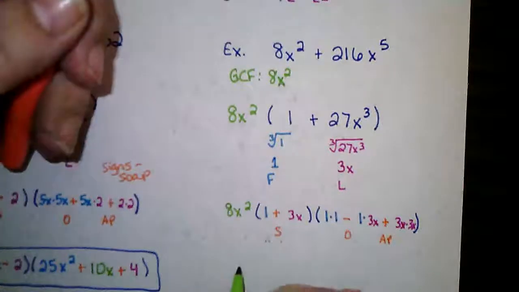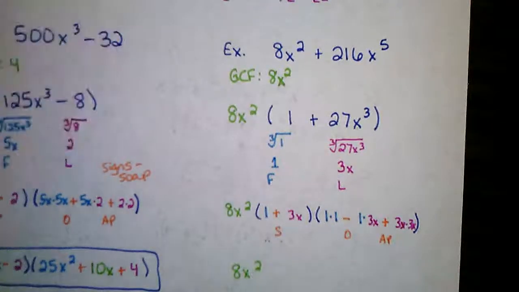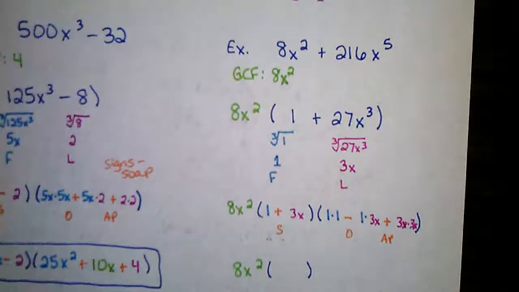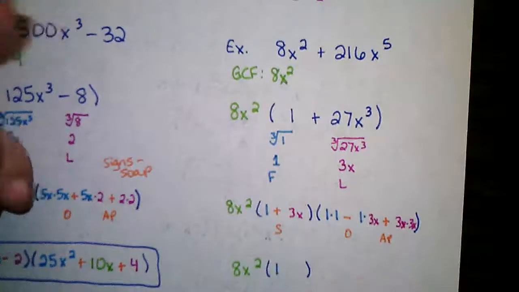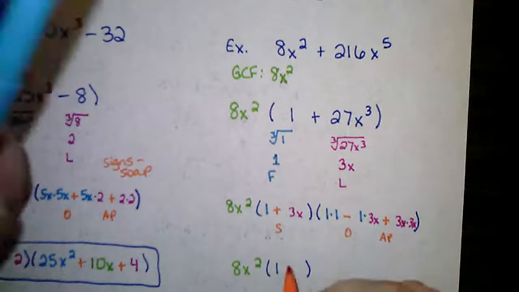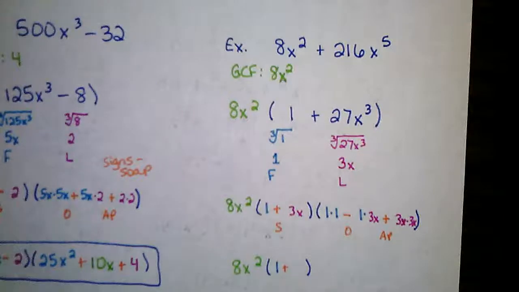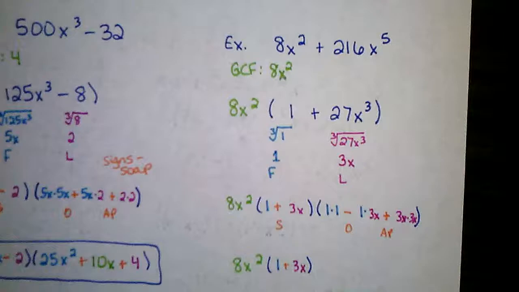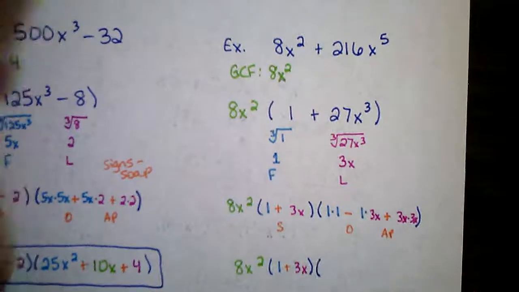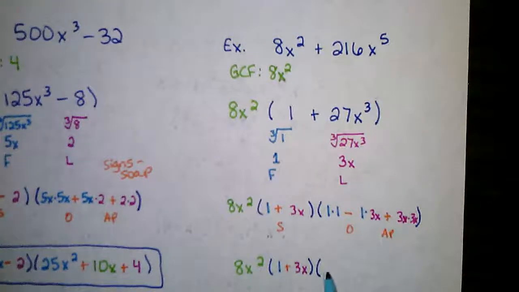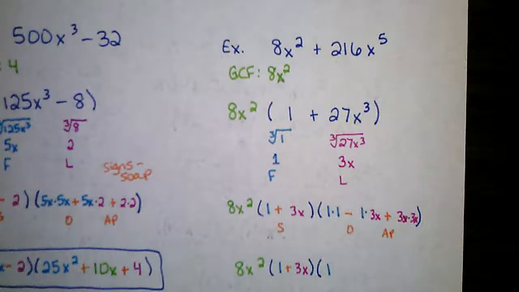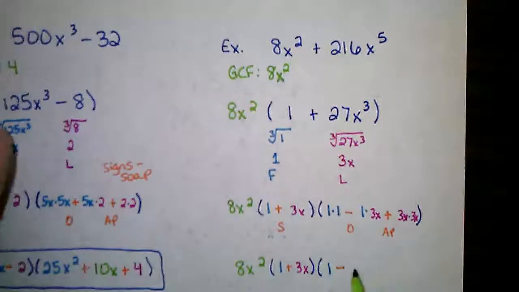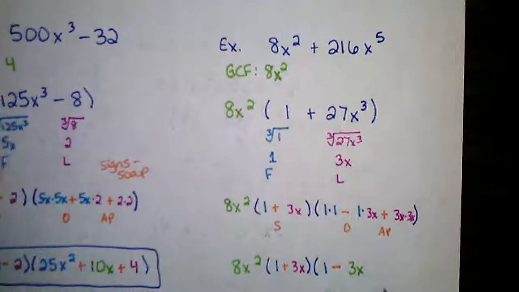Then we do our multiplication, 8x squared, my parentheses, 1 plus 3x doesn't have any multiplication to do. But in my next thing, I sure do have some multiplication to do. So as you see, the first thing is going to be 1 times 1. Hopefully we know that that is 1. Our opposite sign makes it subtraction. And then next it's going to be 1 times 3x, which gives me 3x.